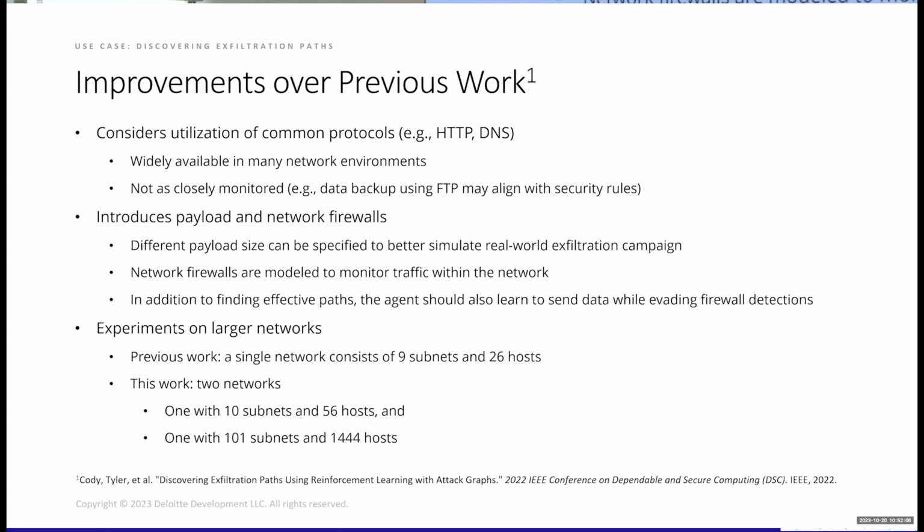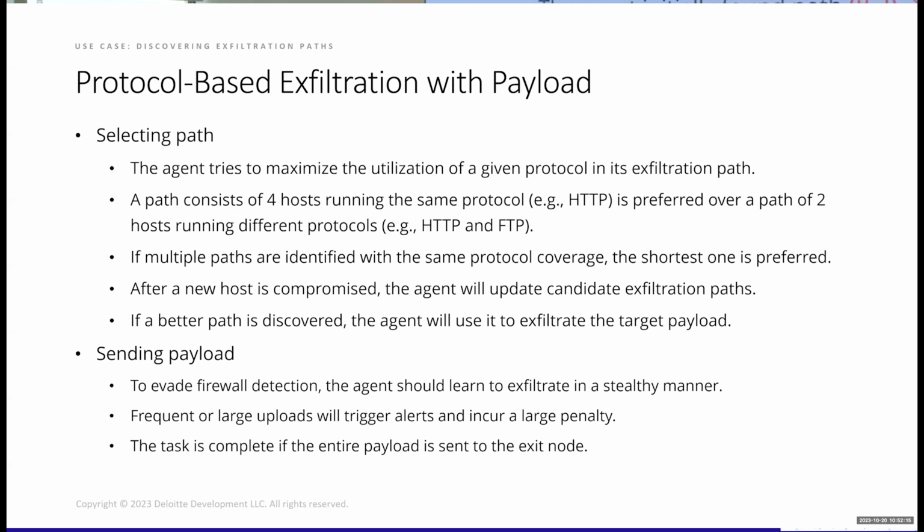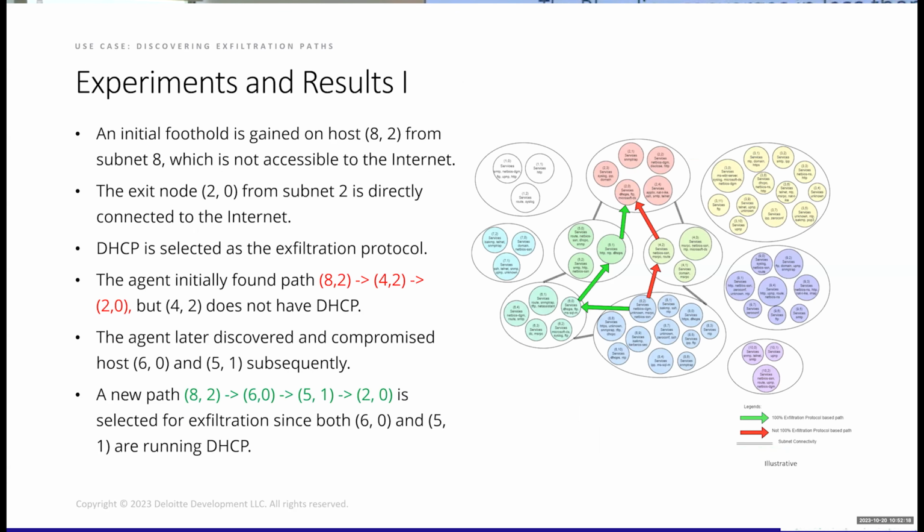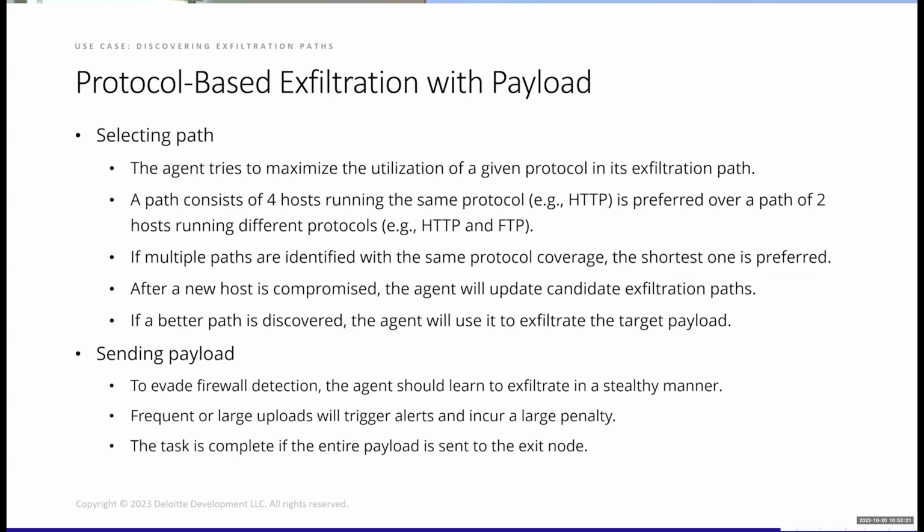And then we performed the experiment on two larger networks. One has more than 1,000 hosts, and the results are actually very good. So let me quickly go over this one. The idea of exfiltration with payload is that we are trying to maximize the utilization of a given protocol in its exfiltration path. As you can see here as an example, if the whole path relies on the same protocol, that will be preferred over a path that might be shorter but relies on different protocols.